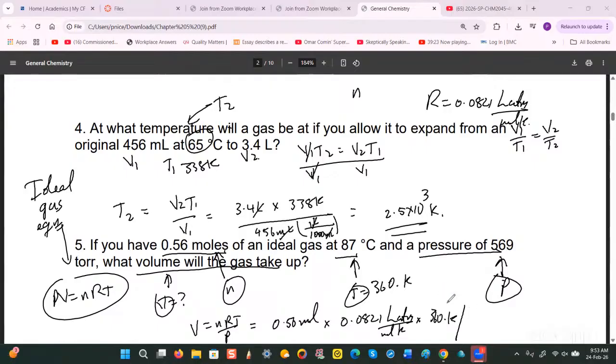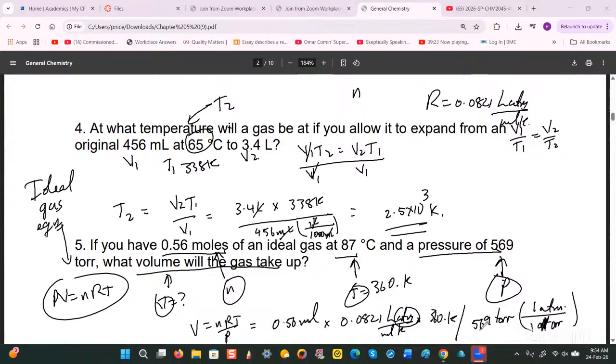Now, the pressure they gave you is 569 torr. Because we have atmospheres here, we have to convert the torr unit to atmospheres. So we're going to put 1 torr down here and above 1 atmosphere in this conversion factor. And then we have to crunch the numbers. So let me do that now. 0.56 times 0.0821 times 360, and then I'm going to divide all of that by 569 divided by 1,000.